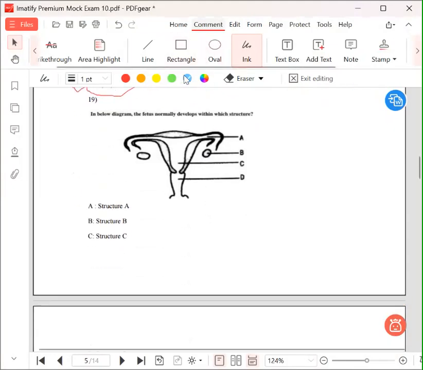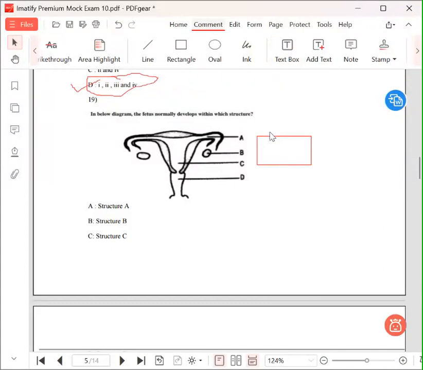Question number 19. In the diagram, the fetus normally develops within which structure? First of all, we are going to have a look at the structures. So the first structure here is, just a minute.